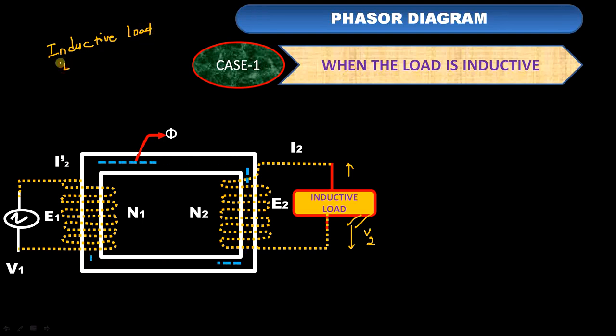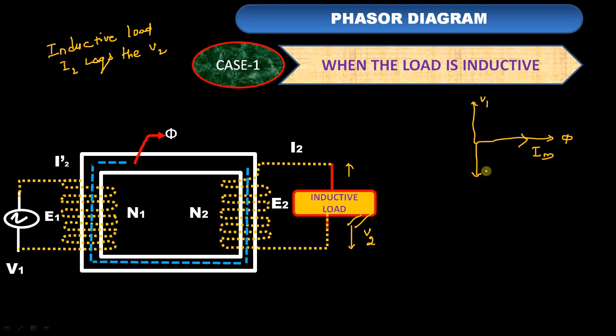Inductive load, the I2 lags the V2. Okay, I2 lags the V2. Now see here, up to this one we know, this is phi and this is Im and this is V1 and this is V1 and this is, this one we know, okay.